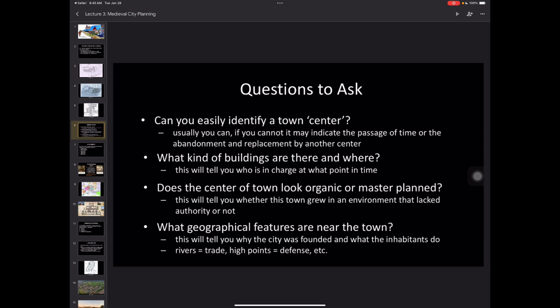So some questions that you should always be asking yourself when looking at urban plans. Number one, can you easily identify the town center? Usually you are able to do so, and if you cannot, that's going to indicate the passage of time and the abandonment or the replacement of another center. So sometimes you'll notice that a city has 2 different nodes to it, or sometimes 3, and it's up to you to be able to look at the context clues to know which is the oldest one and which is the most modern one.